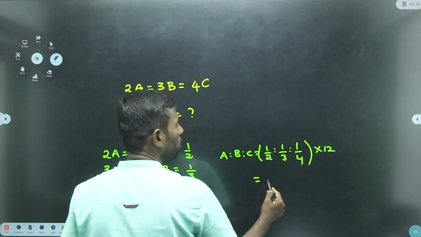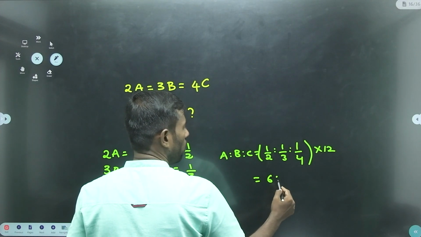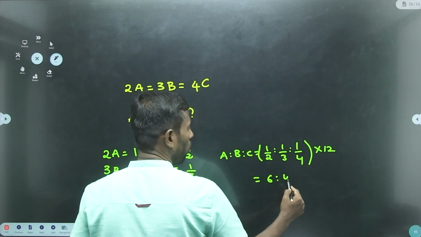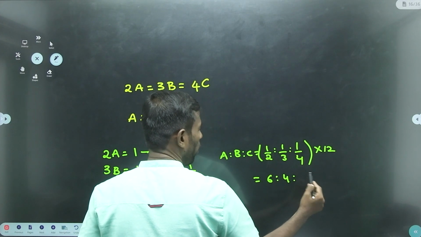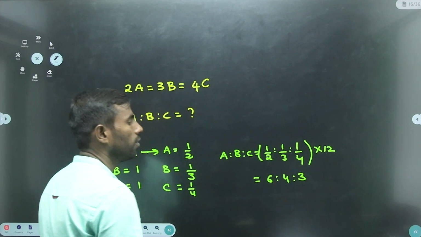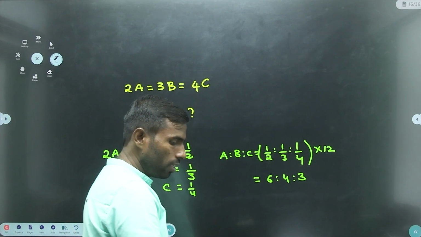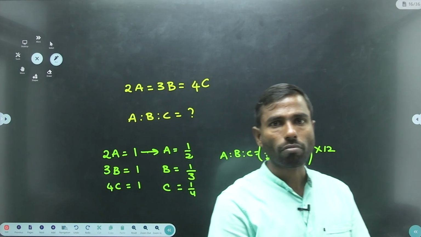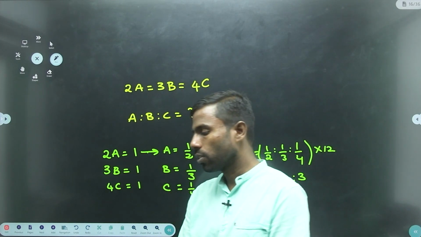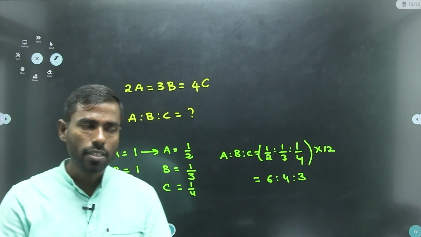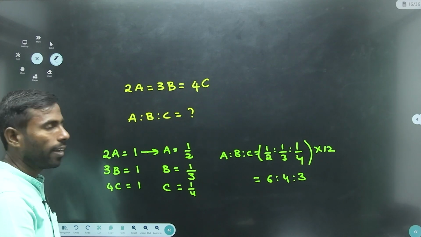So 1/2 into 12 is equal to 6. 1/3 into 12 is equal to 4. 1/4 into 12 is equal to 3. So the ratio is 6 is to 4 is to 3. This is the basic idea behind the problem.